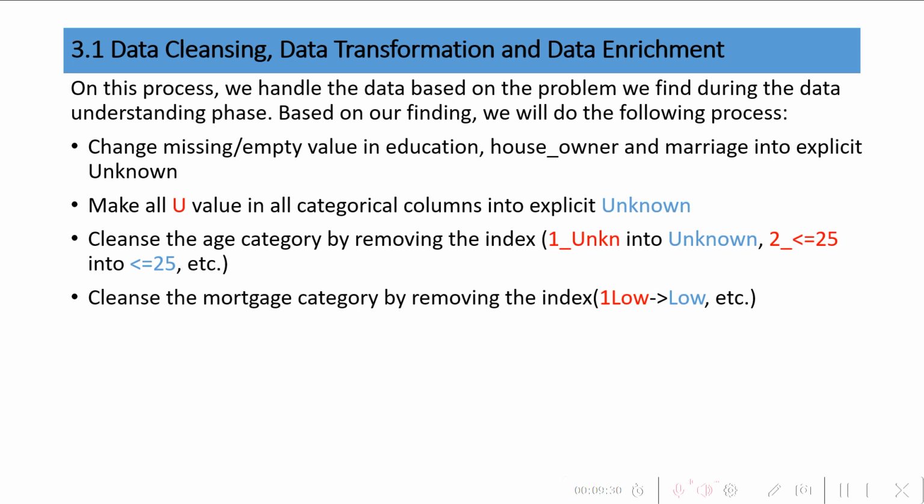Some of the examples of the data cleaning: change the missing and empty values of education, house owner, and marriage into an explicit "unknown". Make the empty values in all categorical columns explicitly "unknown". Then in the age category, 1_UNKN should be changed to unknown, 2_less than 25 should be changed to less than 25, etc. Clean the mortgage category from 1, where the index has been appended to the category. So 1_low should be modified to low, etc.